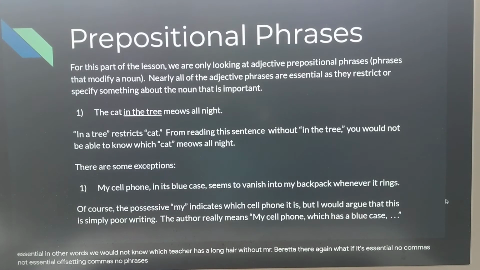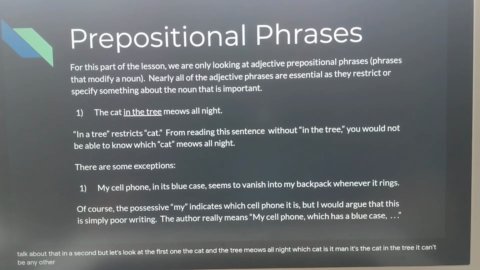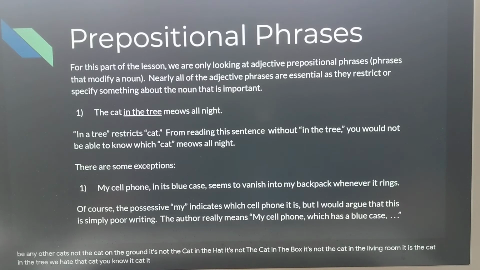Prepositional phrases, for the most part, all adjective phrases are essential. Now, you can write ones that aren't essential, and I'll talk about that in a second. But let's look at the first one. The cat in the tree meows all night. Which cat is it? Man, it's the cat in the tree. It can't be any other cat. It's not the cat on the ground. It's not the cat in the hat. It's not the cat in the box. It's not the cat in the living room. It is the cat in the tree. We hate that cat. We know what cat it is. Why? Because it's the cat in the tree. So that in the tree is really specifying what cat it is.